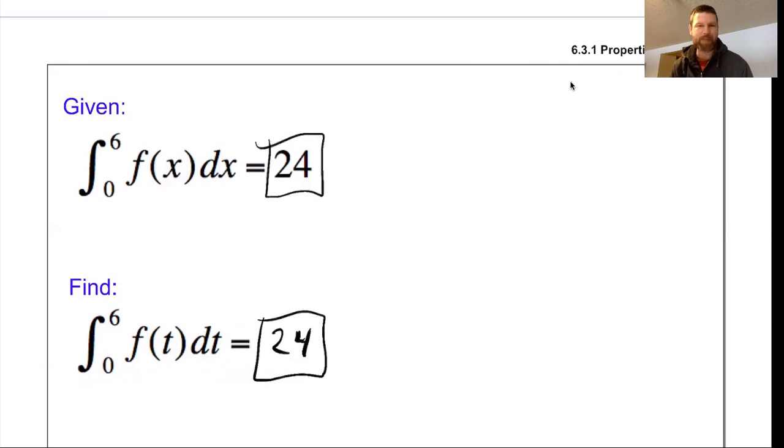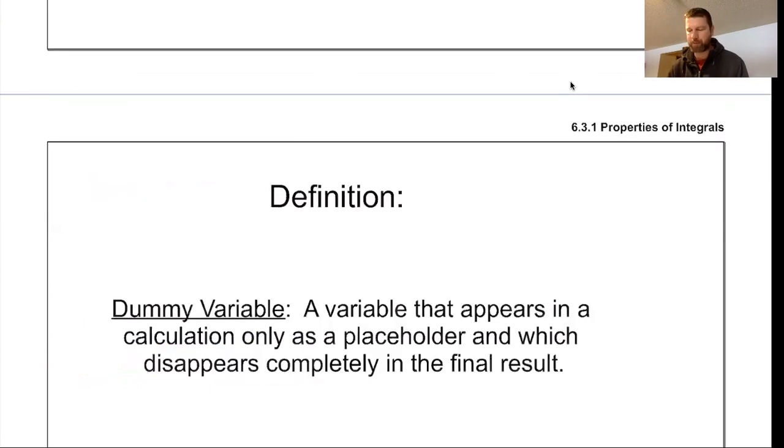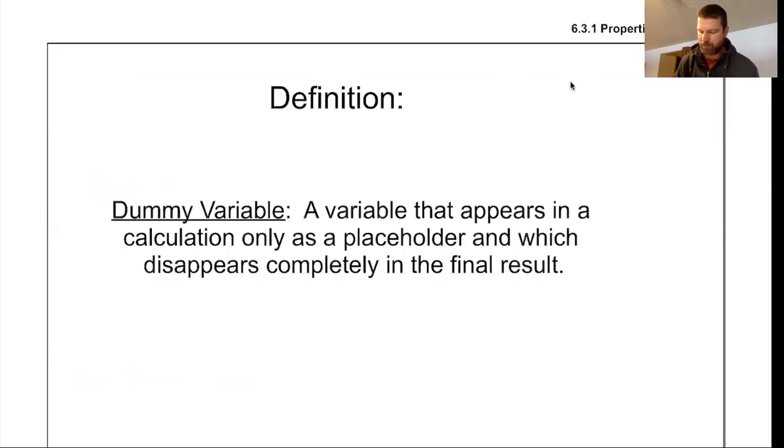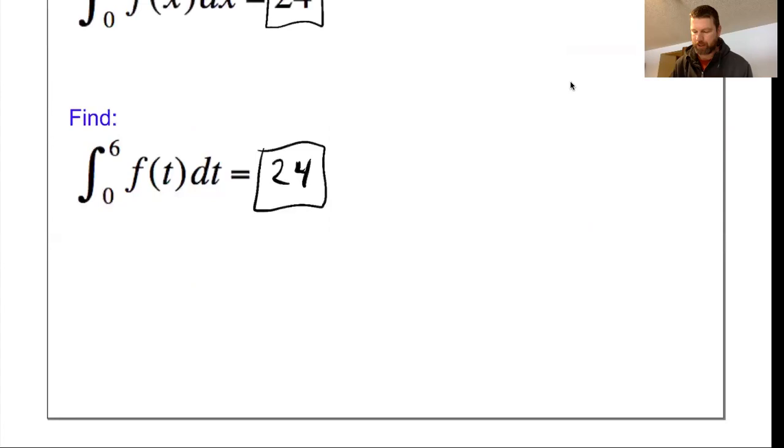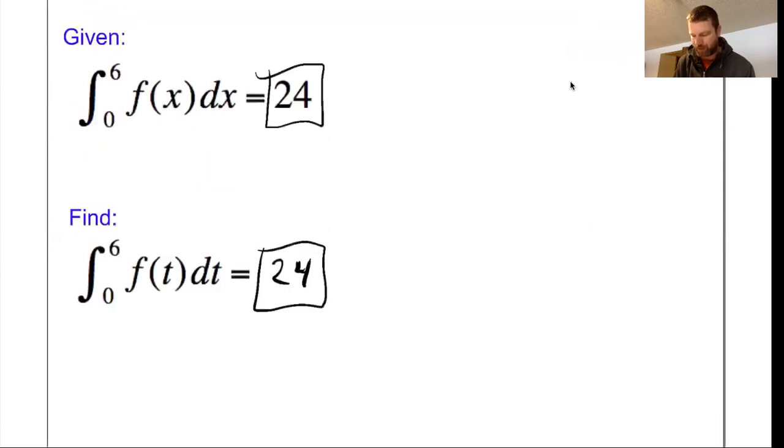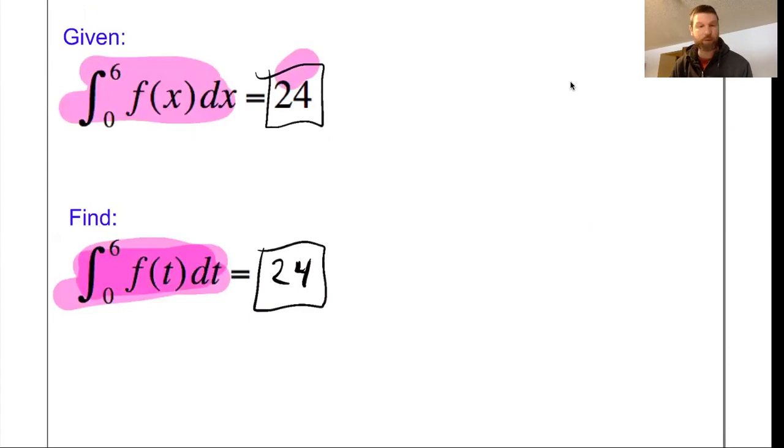This is a problem that sometimes shows up on the AP exam, not very often, but it has to do with something called dummy variables. So a dummy variable isn't a variable that's dumb. A dummy variable is a variable that appears in a calculation only as a placeholder and which disappears completely in the final result. So here, if I'm trying to find this, that variable really doesn't matter whether I call it an x or whether I call it a t. The final result is 24 either way you do it.